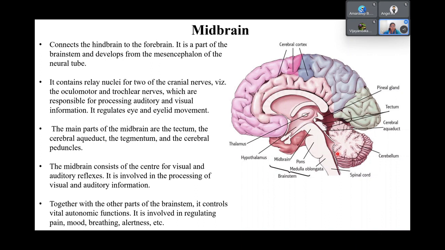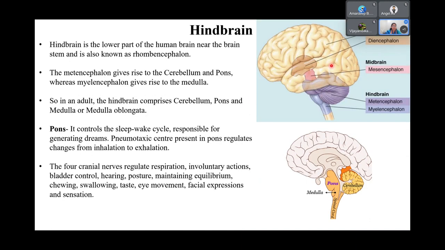So the hindbrain is the lowest part of the brain, towards the rear side. And this is called the rhombencephalon. It is further divided into two types, called the metencephalon and the myelencephalon. Metencephalon will give rise to the cerebellum and pons, and the myelencephalon will give rise to the medulla.